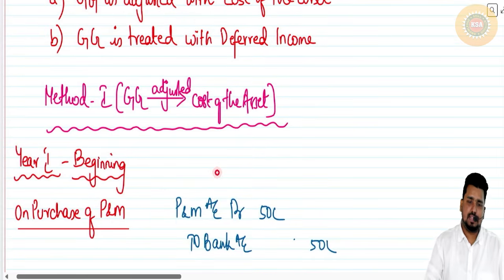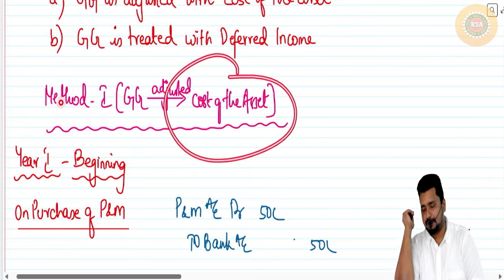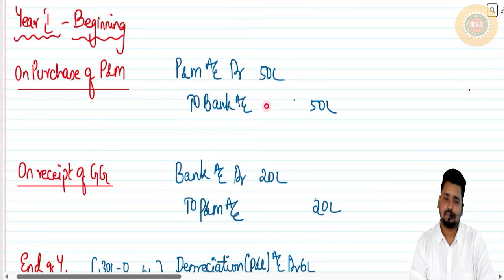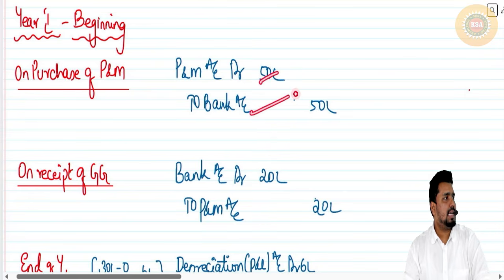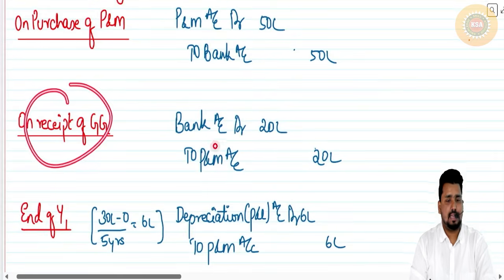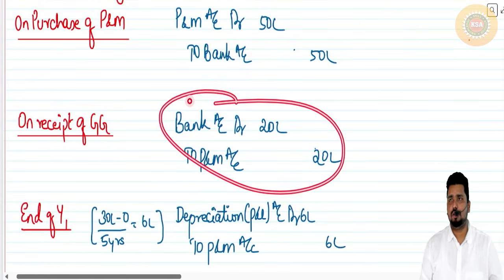If it is adjusted with the cost of the asset. Point number 1, year number 1, correct. On purchase of plant and machinery, what is the journal entry? To bank. Correct. Next, on receipt of government grant, what are we doing? Adjusting. What is the journal entry? Bank account debit to plant and machinery.